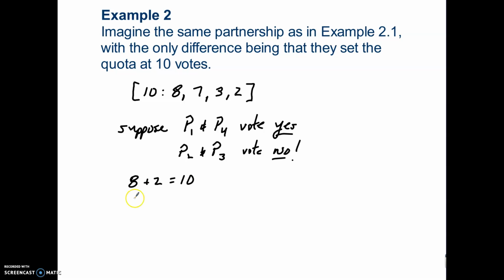Player 2 has 7 votes. Player 3 has 3 votes. That's a total of 10 votes. Okay, look what happened here. We have a yes that meets quota with 10 total votes, and we have a no vote that meets quota with 10 total votes. This is called anarchy. And anarchy happens when the quota is less than a simple majority.